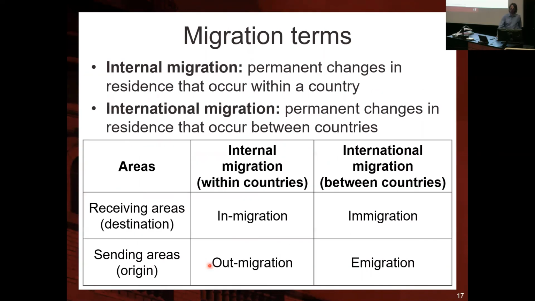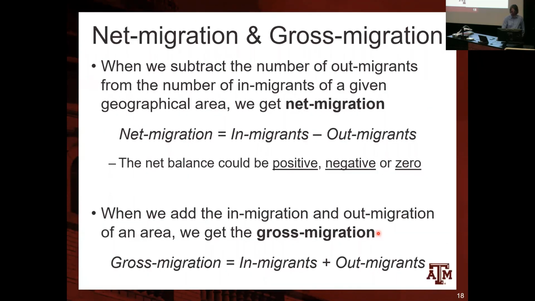And these terms are important. We already talked about this before. When we are talking about internal migration, from the point of view of the destination areas, we are talking about in-migration. From the point of view of sending areas, out-migration. And the terms for international migration are immigration and emigration.